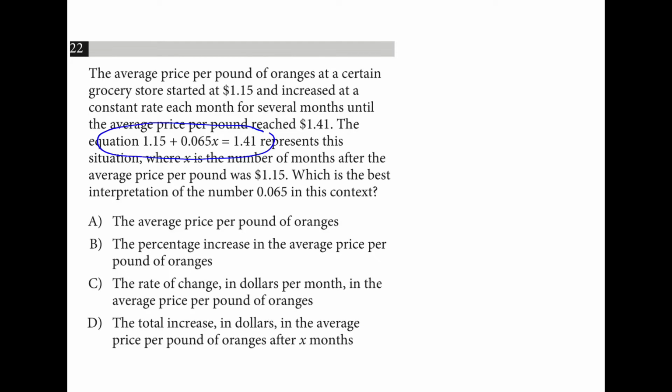This equation is giving you the price per pound of oranges at a grocery store. It started off at this amount and it increased by this much every single month. So they're looking for the interpretation of the slope, which is how much it increased per month. So I'm looking for words like rate of change or average price per month. C.